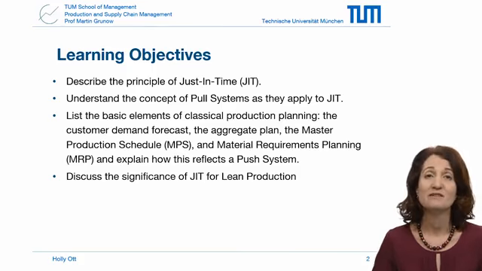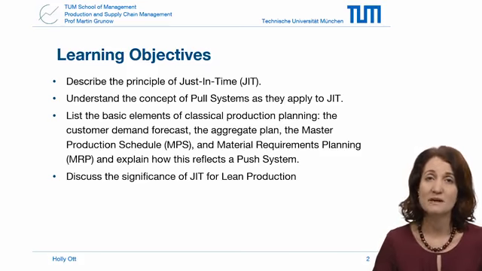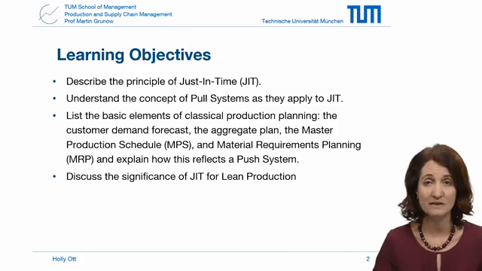Our learning objectives are to describe the principle of just-in-time, or JIT, understand the concept of pull systems as they apply to JIT, and we want to start by going through production planning so that you can list the basic elements of classical production planning: the customer demand forecast, the aggregate plan, the master production schedule, and material requirements planning. And finally, we want to discuss the significance of just-in-time for lean production.